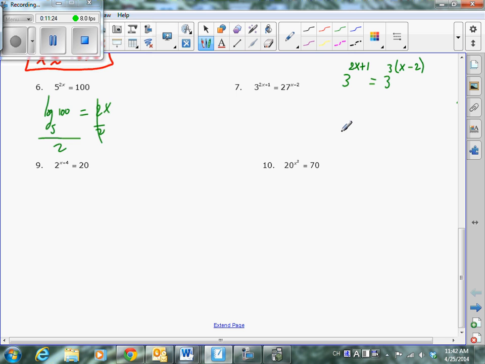Okay, so now we're distributing. Let me answer that question. From here, I can literally omit the base, which is 3. And now we write 2x plus 1 is equal to 3x minus 6. I move the 2x to this side to get a single x. I move the 6 to this side to get 7. Any question?